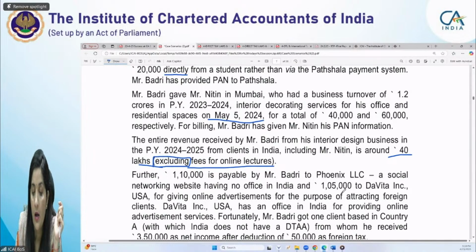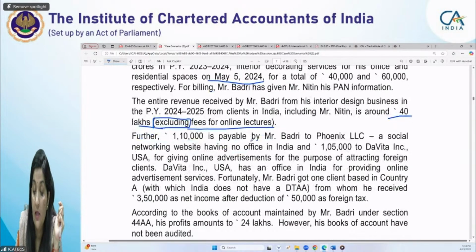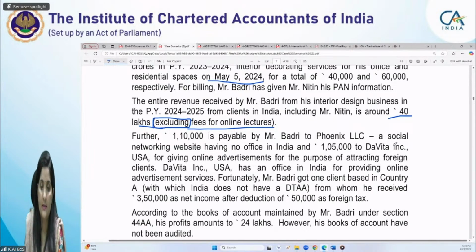ठीक है? Further, 1,10,000 is payable by Mr. Badri to Phonics LLC, a social networking website having no office in India, and 1,05,000 to Devita Inc. USA for giving online advertisement for the purpose of attracting foreign clients. Devita Inc. USA has an office in India for providing online advertisement services.